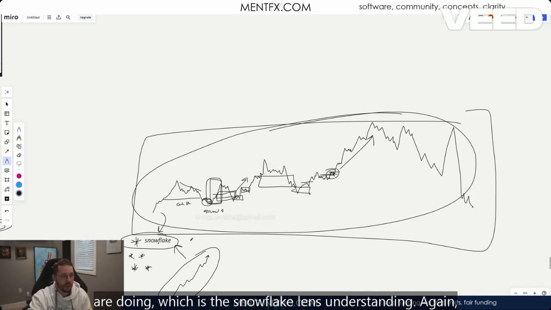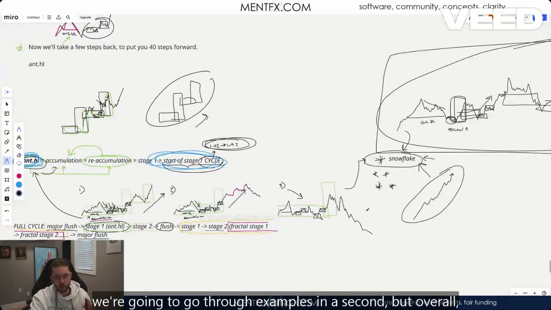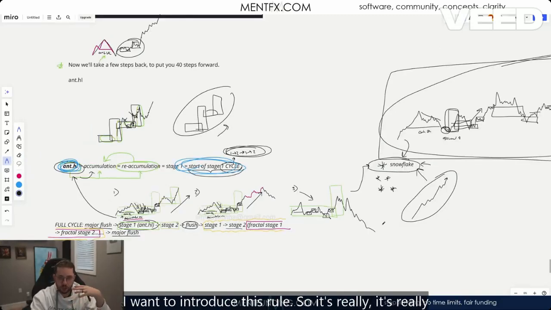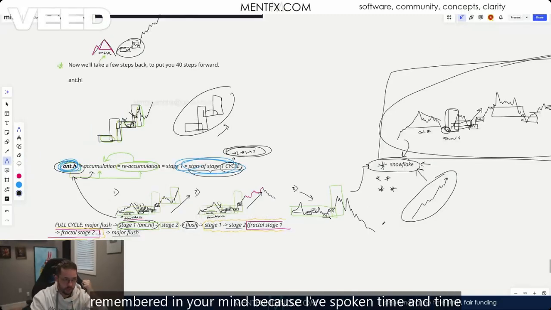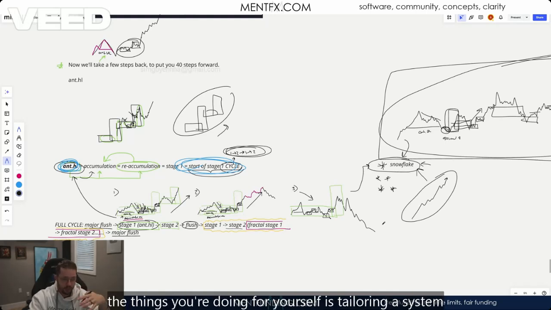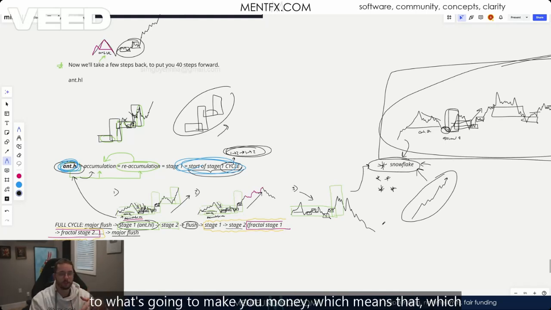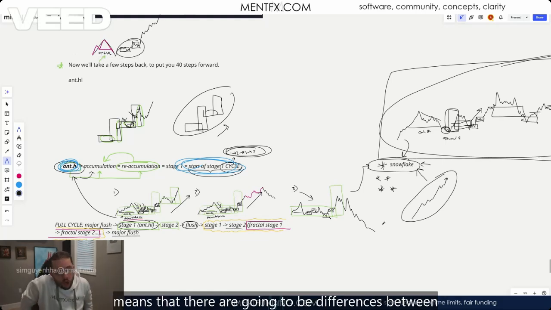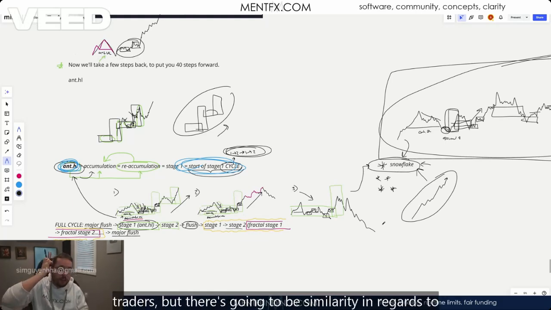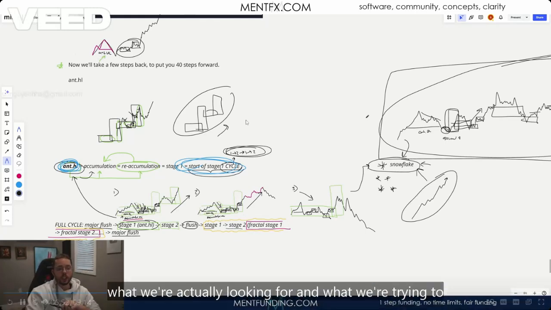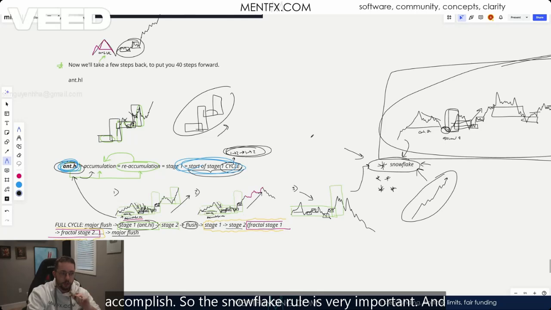That is the snowflake lens. We're going to go through examples in a second, but overall I want to introduce this rule so it's really remembered in your mind, because I've spoken time and time again about the fact that as traders, what you're doing for yourself is tailoring a system to what's going to make you money, which means there are going to be differences between traders, but there's going to be similarity in what we're actually looking for and trying to accomplish. So the snowflake rule is very important.